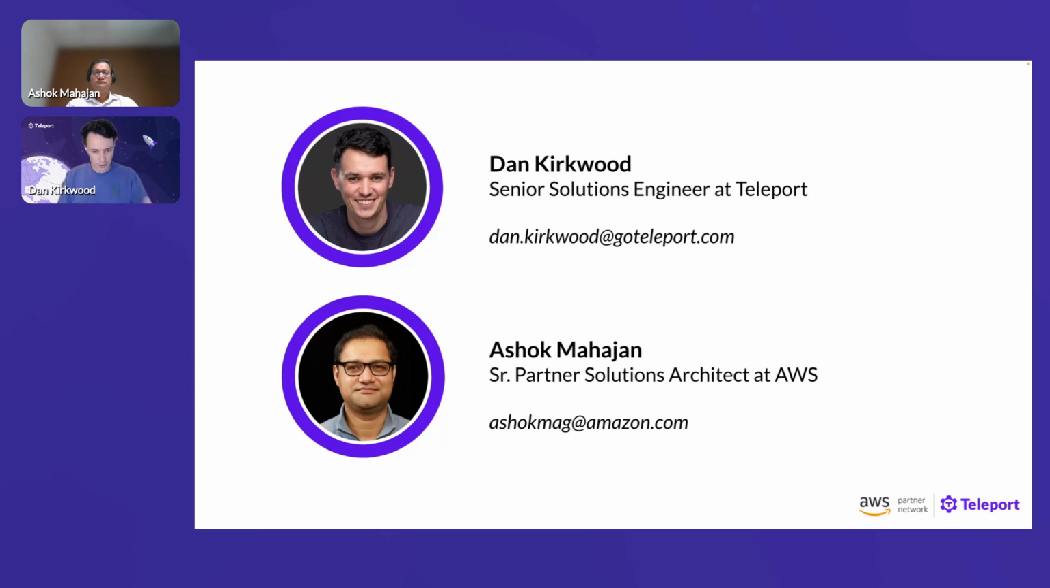Joining me is Ashok. Ashok, do you want to introduce yourself? Sure, Dan. Hello, everyone. My name is Ashok Mahajan, and I'm a senior partner solution architect with Amazon Web Services. I am part of the global startup team focusing on ISVs, especially our partners in the security segment, and I'm based out of New York, tri-state area.